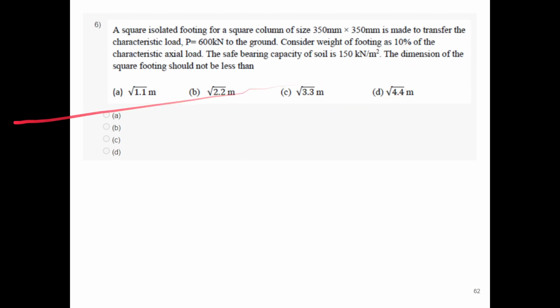Okay, so we need to find the dimension of the square footing. This is the column size, 350 by 350 millimeter. The characteristic load is 600 kilonewton. Weight of footing is 10% of 600, and the safe bearing capacity of soil is 150 kilonewton per meter square.